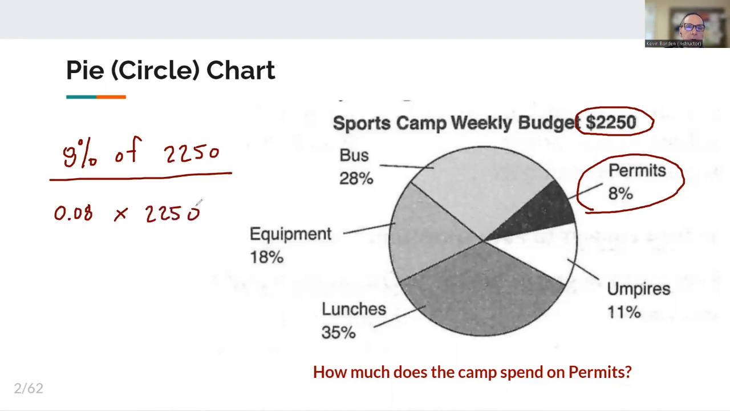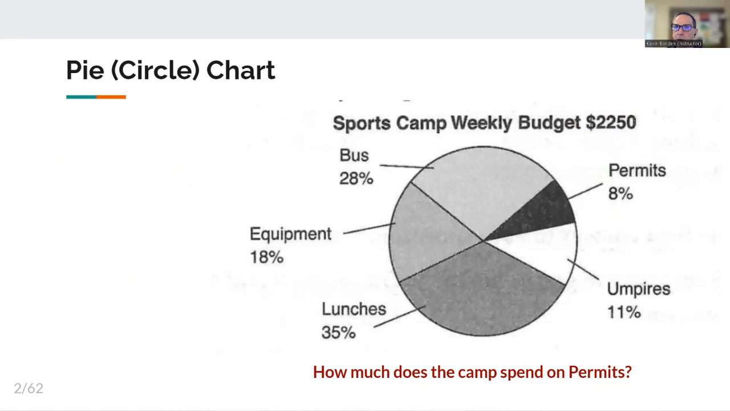and we leave this number alone. So do it with me. 0.08 times 2250 is $180 on permits. And we could find out the amount that was spent on all of these other things the same way. We want to find out the bus, 28%, 0.28 times 2250.